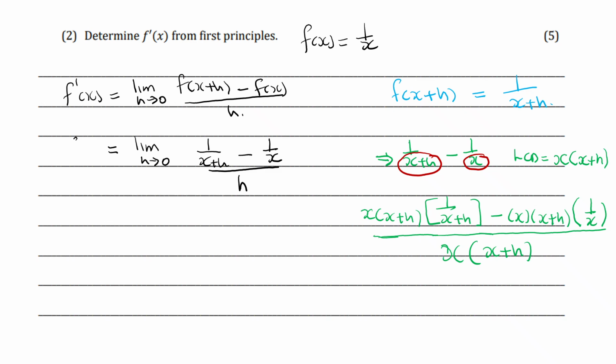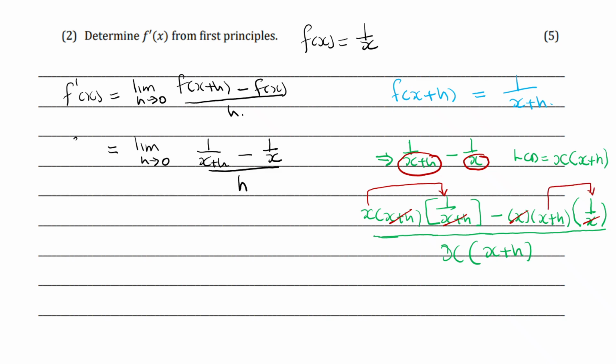So let's look at the top part. What we have here, the terms that are common will cancel. The x plus h and x plus h cancel. This side, the x and the x cancel. Then you need to take this x, multiply it with that 1. You need to take the x plus h, multiply with that 1.